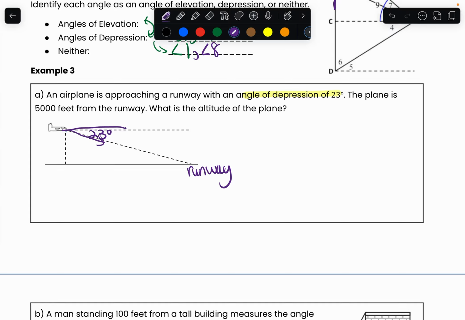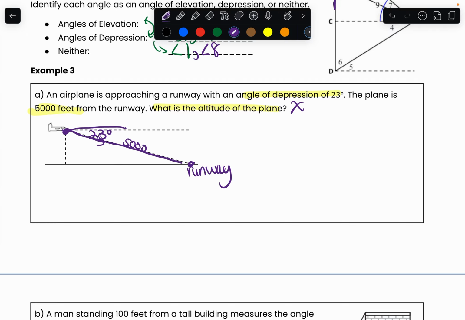The next key information right here says the plane is 5,000 feet away from the runway. Well, 5,000 feet. Let's go ahead and highlight it. If it's 5,000 feet away from my runway, it means that from here, the plane, to my runway here, the distance in between, from here to here, must be 5,000. So let me put it down. Now, the last piece of information is the question that they're asking for us, which is, what is my altitude of my plane? Now, on these questions, whatever they're asking for, that's why I want you guys to mark it as X. Okay?